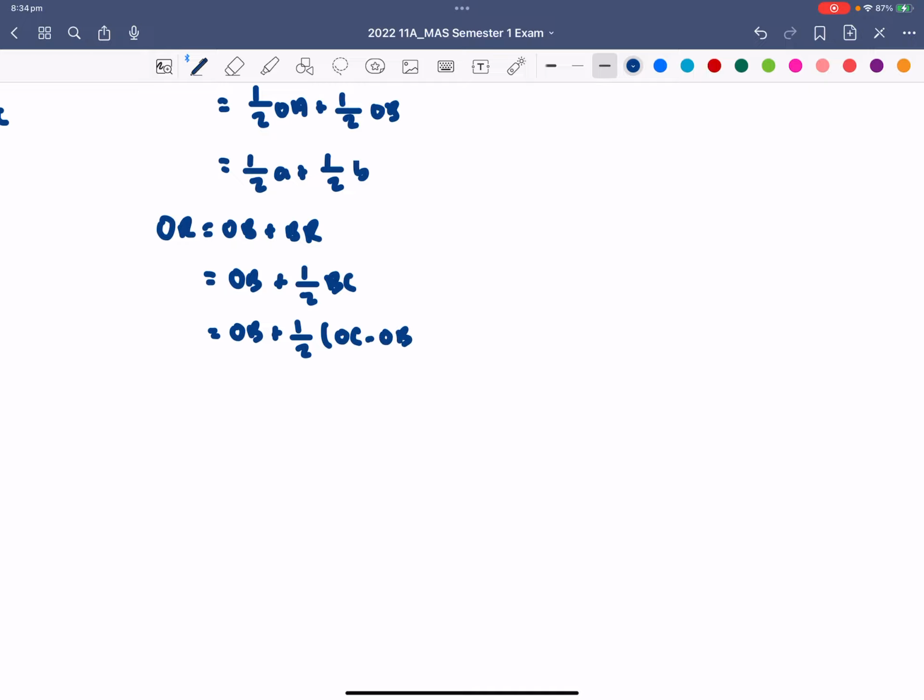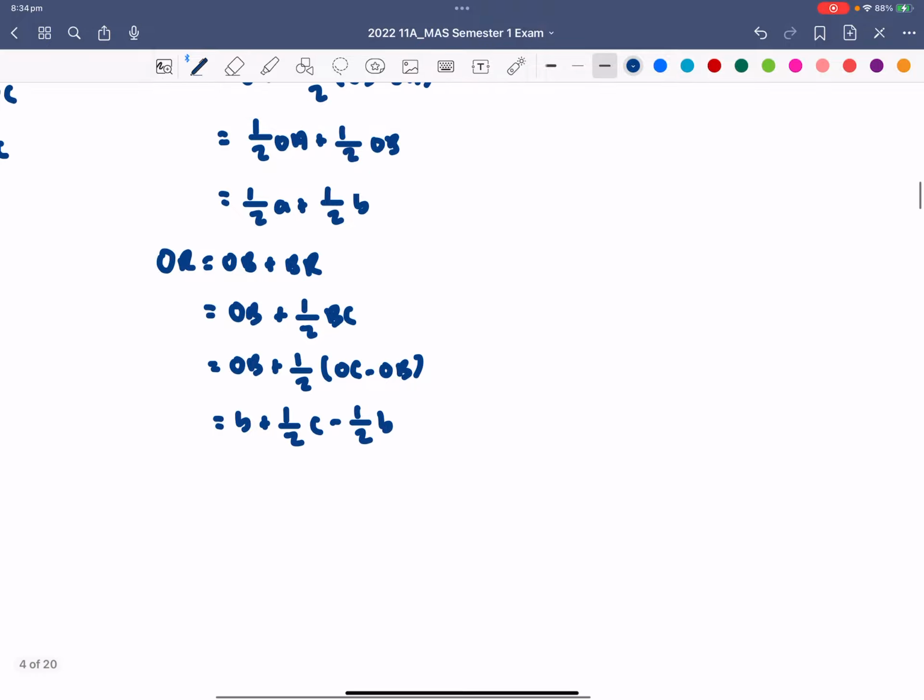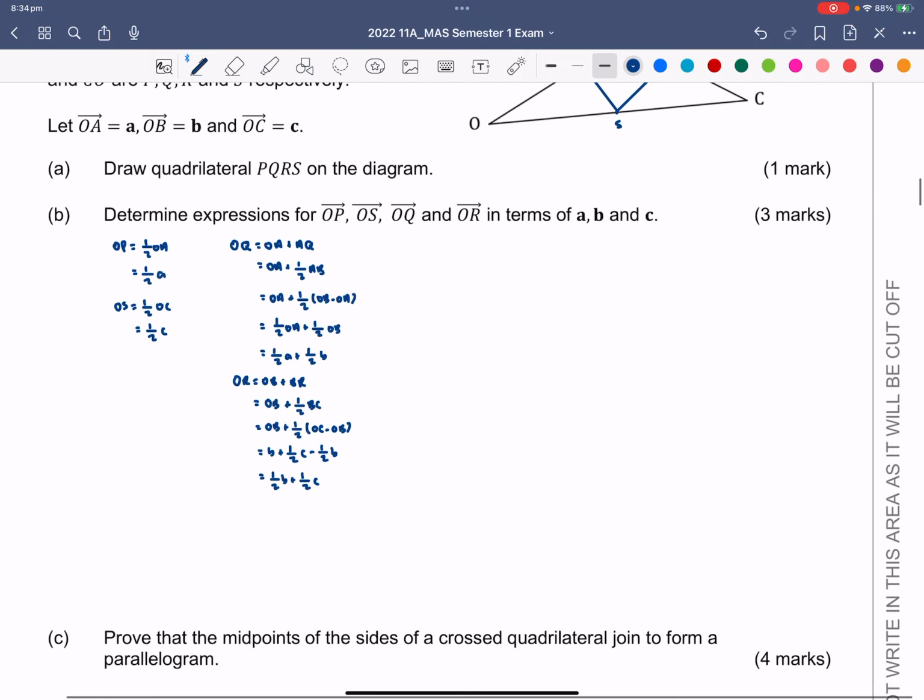So what I really have is B plus half C take half B. Or I could have just said OB take half OB. Doesn't matter which order you say it in. So at the end of the day, we have a half B plus a half C. I did exactly what they did for my 4 marks or 3 marks. I've got expressions for those things.